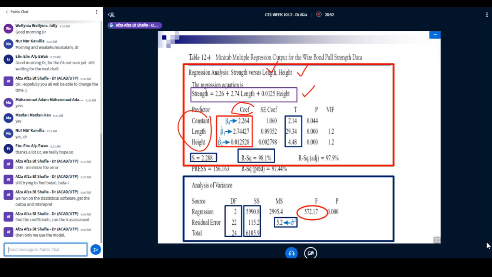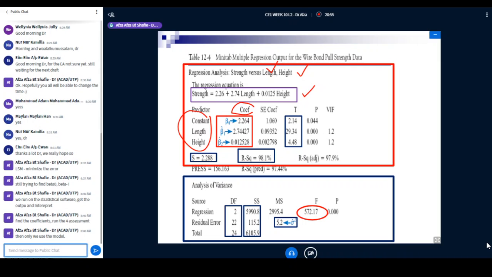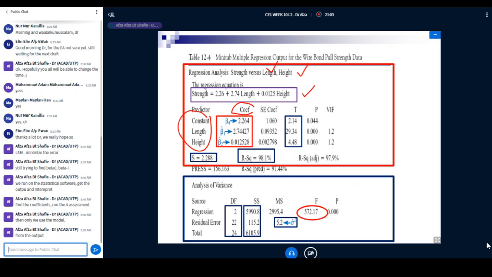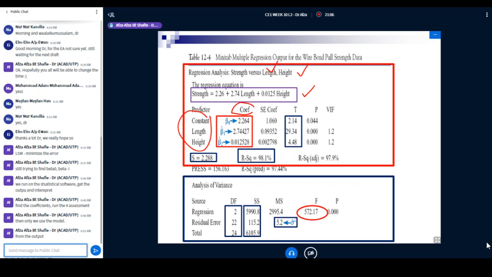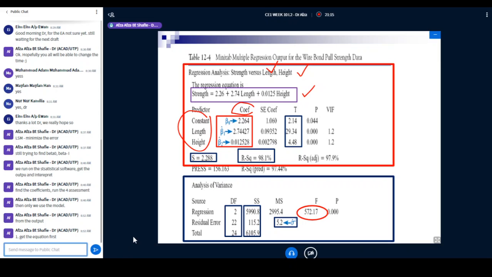So first of all, from the output, number one, get the equation first. That means reading all the coefficients. Next, once you get the equation, what you need to do is run the 4 types of assessment. So now we do the 4 assessments.